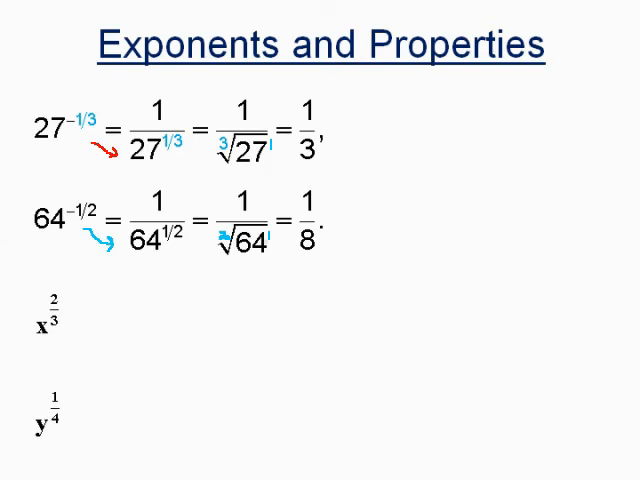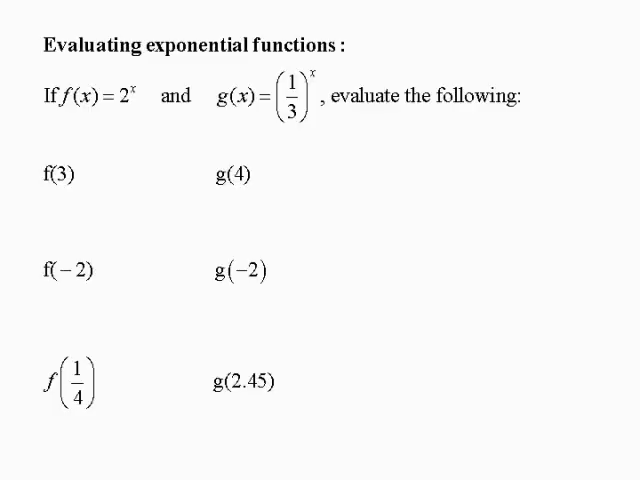Now let's do it with some variables. If we have x to the 2/3 power, remember the old e over r rule, this would be the cube root of x squared. Or y to the 1/4 power will be the 4th root of y, or y to the 1st. So just a few little exponential things. We're going to need these as we continue throughout here.